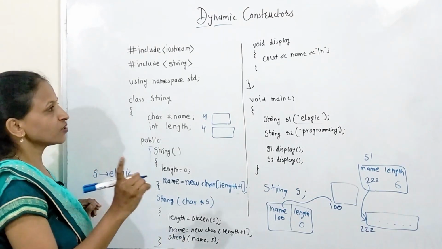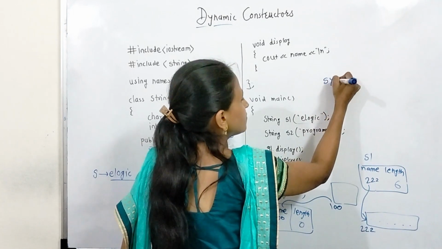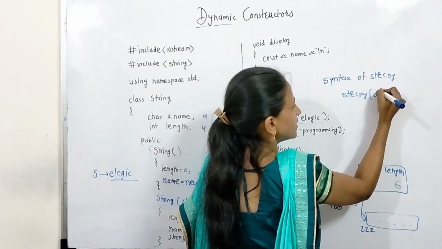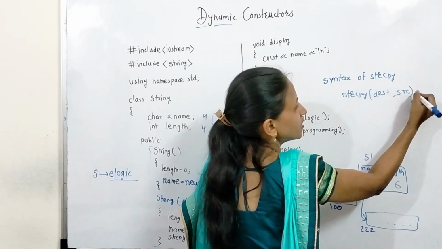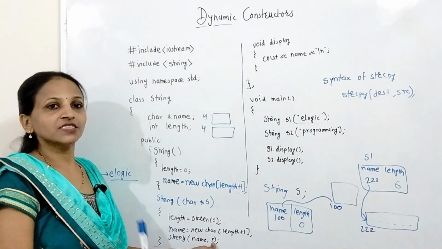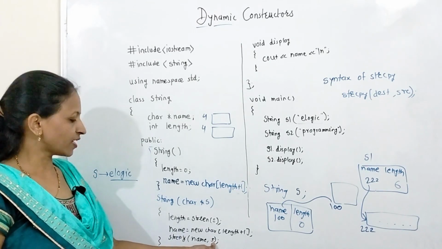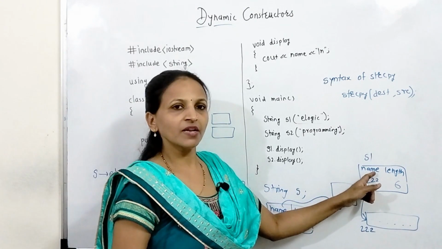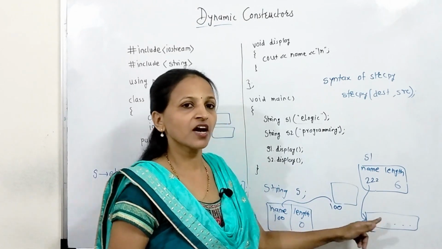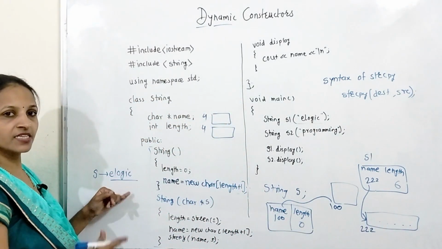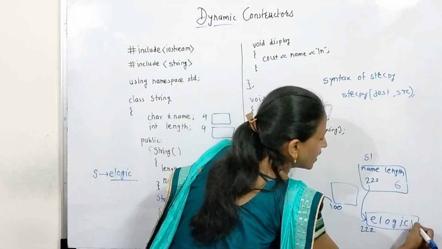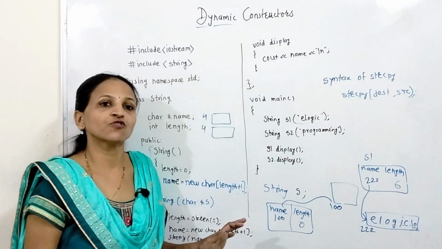The syntax of string copy is like this prototype. We have to use strcpy. Here we have to pass the destination and then the source. That means where you want to copy that string, and whatever string is present, the source is the second argument. Now where do you want to copy? Inside name. Where this name pointer is pointing, at that location, whatever string is present will get copied. Now automatically that eLogic string will get copied, and at the end the \0 will automatically get inserted.